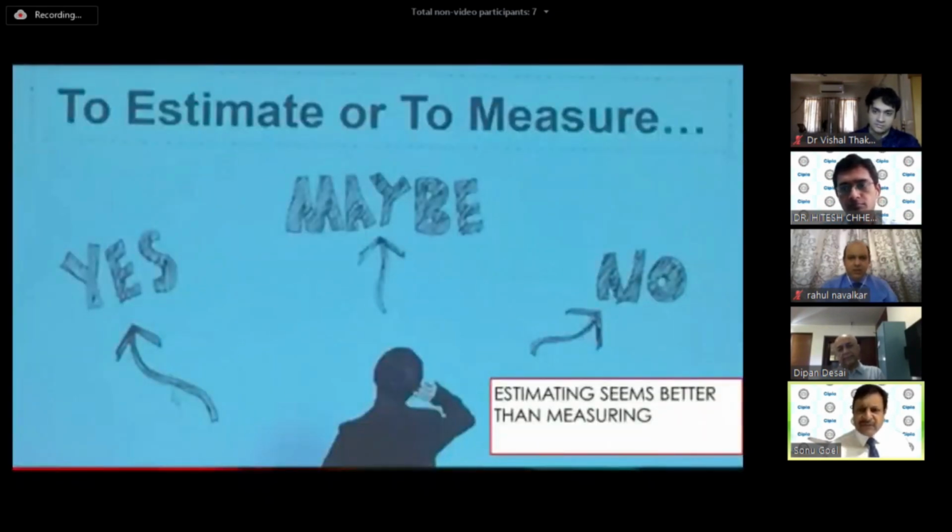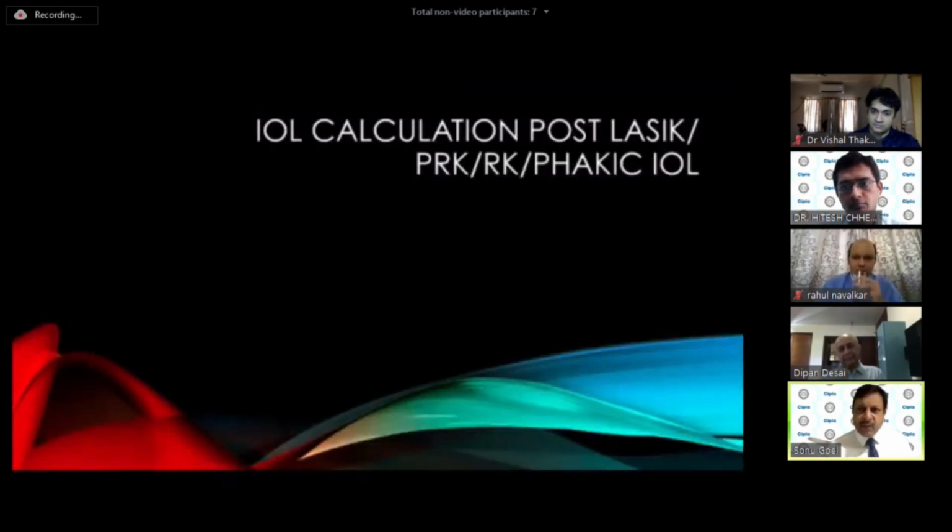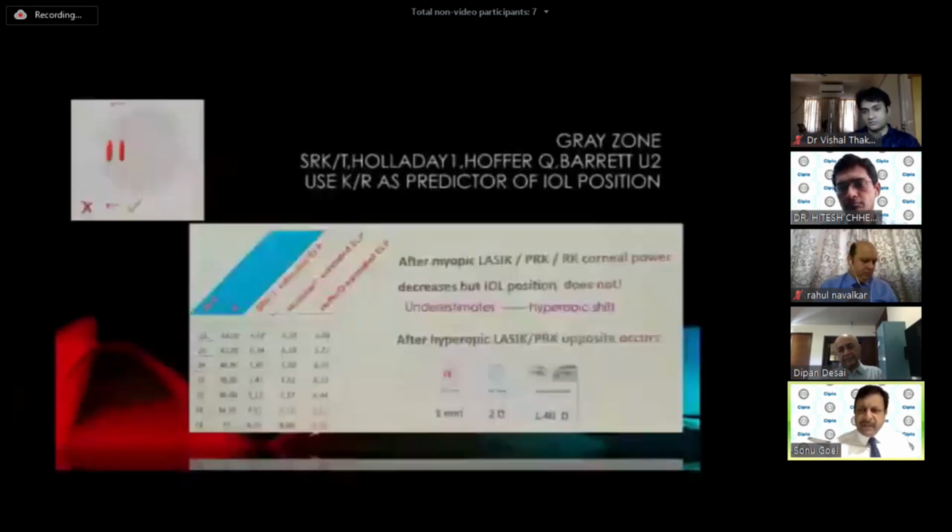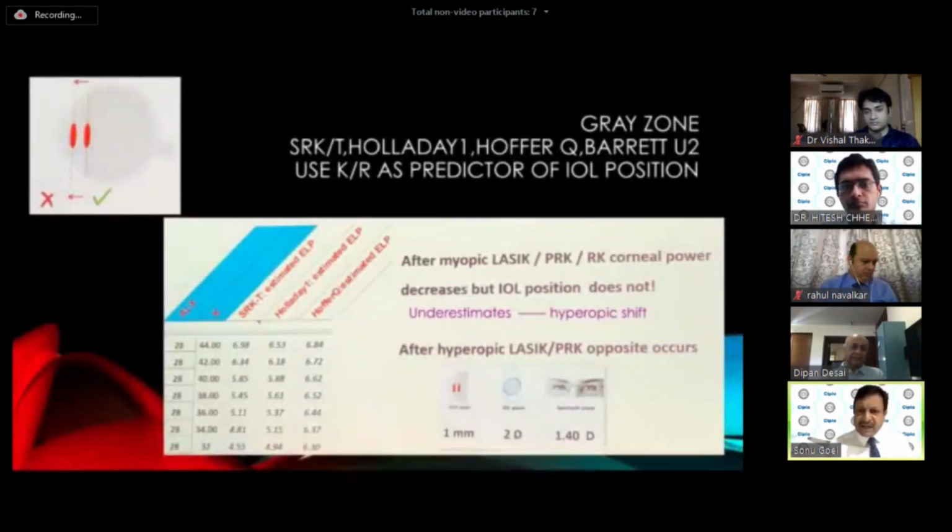That means these formulas have certain factors which are imbibed, by which they can estimate the posterior corneal curvature and thereby help in interpreting the right power of the lens. So when you're dealing with post-refractive patients, the major gray zones are the SRK/T, the Holladay, the Hoffer Q, and the Barrett. They all use the keratometry or the radius of curvature as the predictor of IOL position.